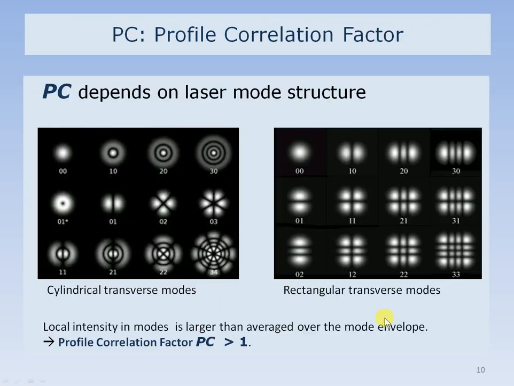What is the profile correlation factor? Well, the local intensity in modes of the laser is larger than average over the envelope of the laser. Here we have different transverse modes and rectangular transverse modes of the laser, and this means that you have to correct for that intensity, and therefore the profile correlation factor dependent on the mode structure is taken larger than 1, except of course for here.